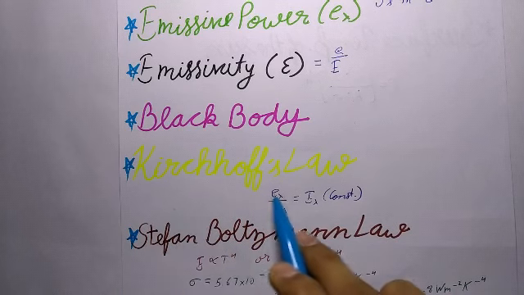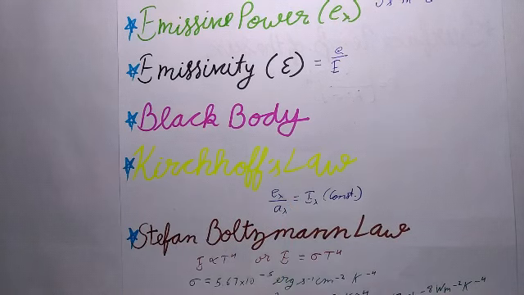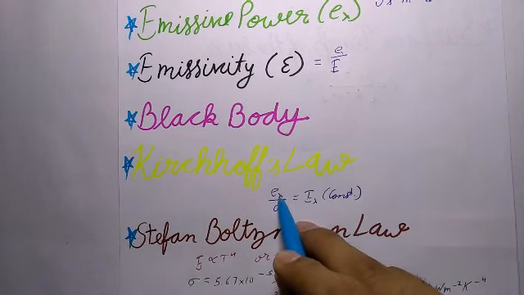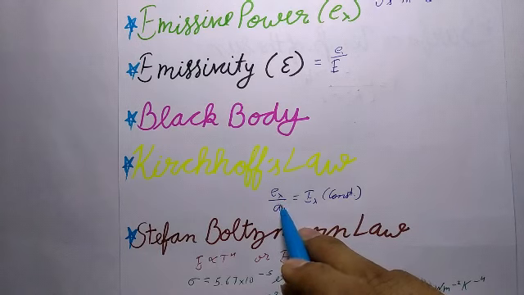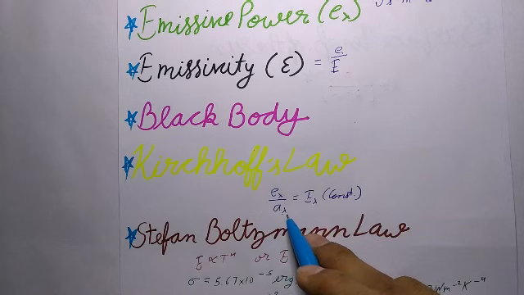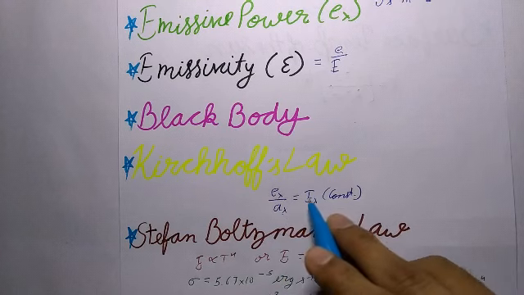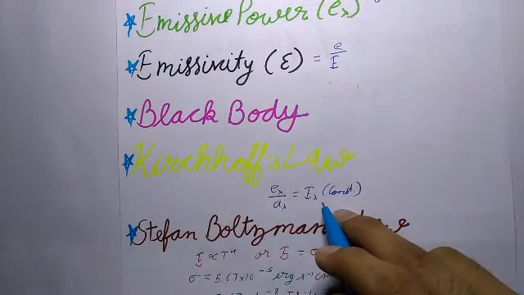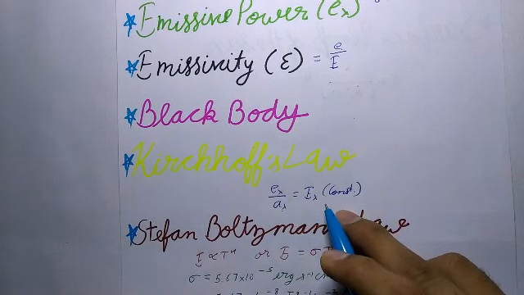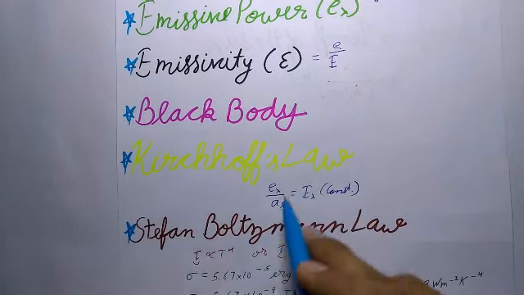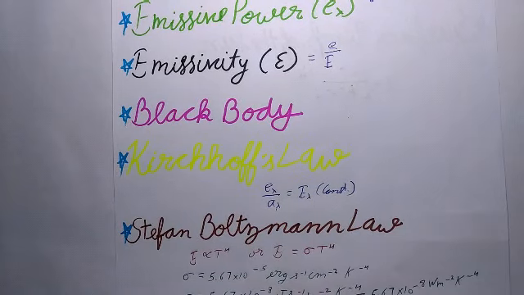Next is Kirchhoff's law. It states that at any given temperature, the ratio of the emissive power to the absorptive power corresponding to a certain wavelength is constant for all bodies, and this constant is equal to the emissive power of the perfect black body, this E lambda, at the same temperature and corresponding to the same wavelength. So this is the expression. Hence, a good absorber is a good emitter.